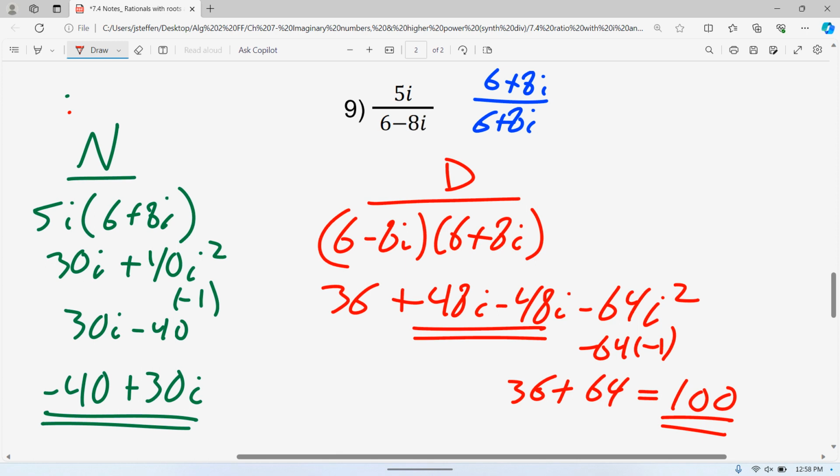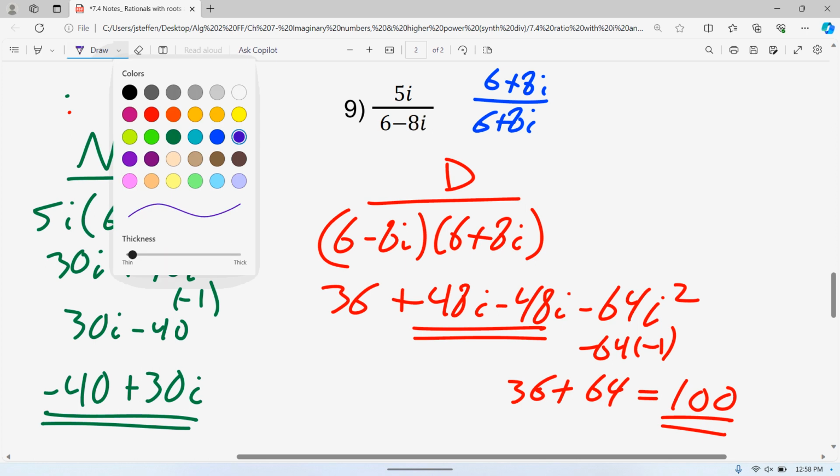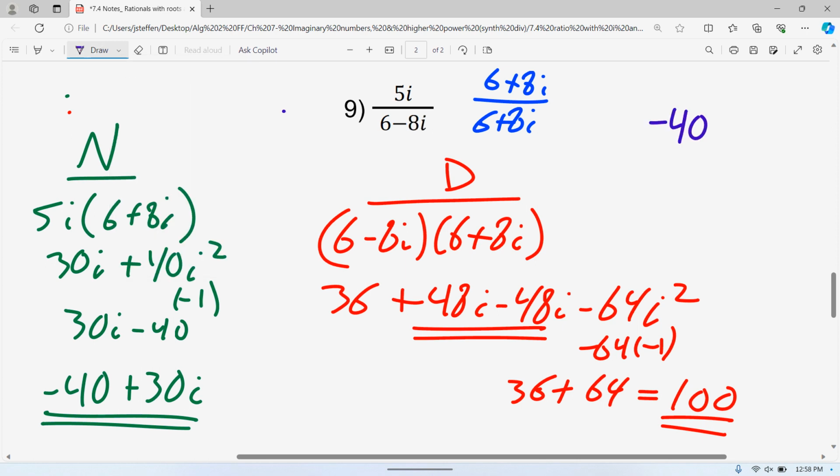So 100. Now, we're not done yet, but we've done all the hard stuff. I figured out the denominator. The only other thing you have to do is make it into a fraction now. So my numerator is negative 40 plus 30i. My denominator is 100.